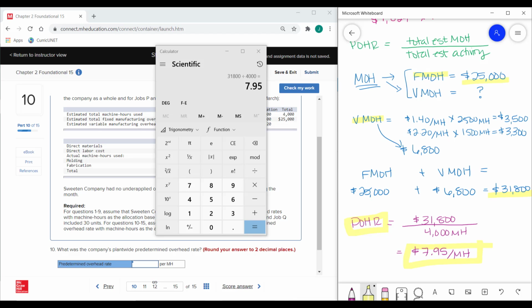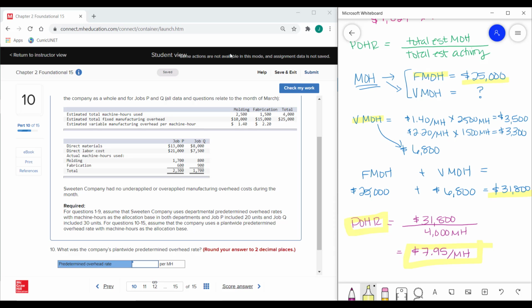And what does this translate to? This essentially translates to the fact that on average, our estimate is that for every machine hour used within this company, it's going to cost us about $7.95 in terms of manufacturing overhead overall. All right, so let's add in that $7.95, score our answer.